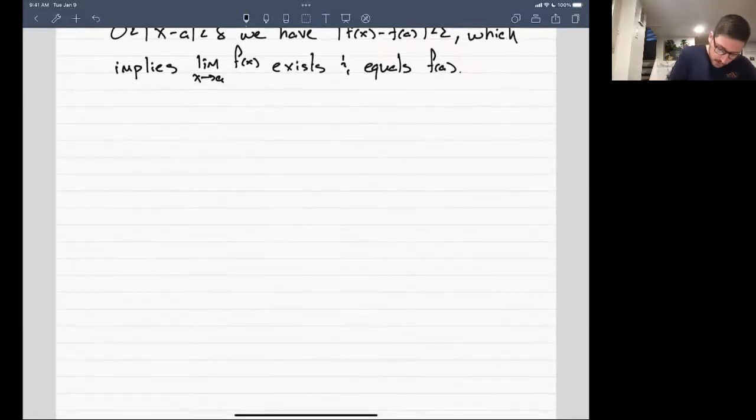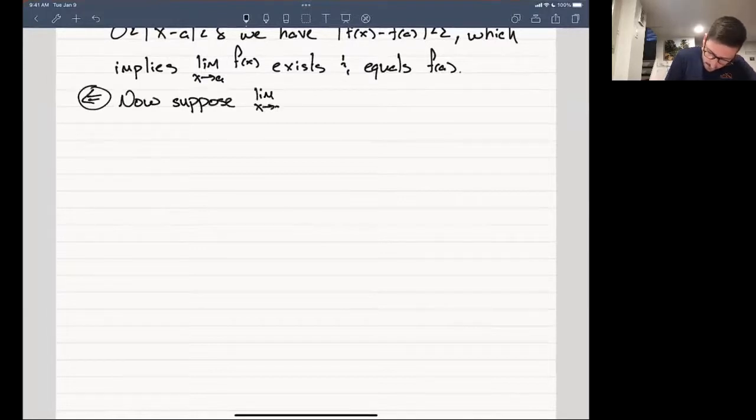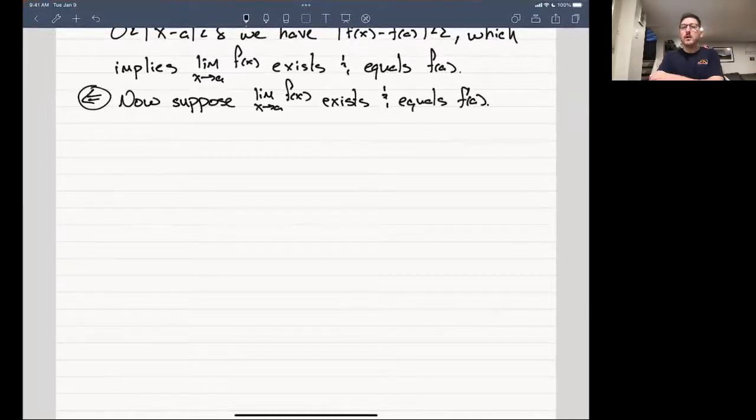So then what happens if you go the other way? Now we suppose that the limit as x goes to a of f(x) exists and equals f(a). We want to show that f is continuous at a.